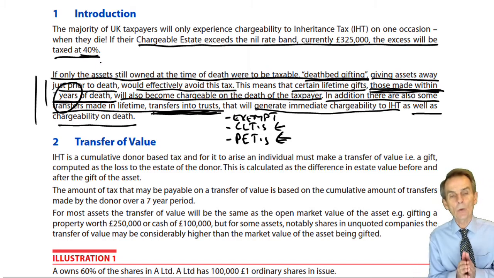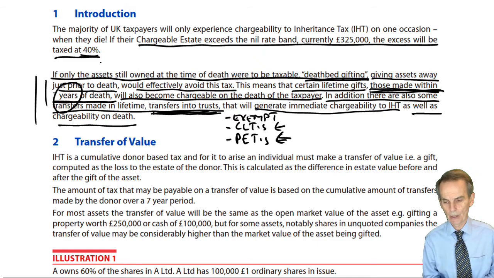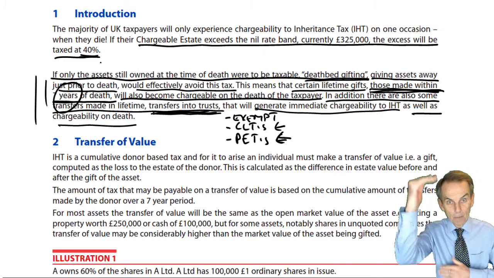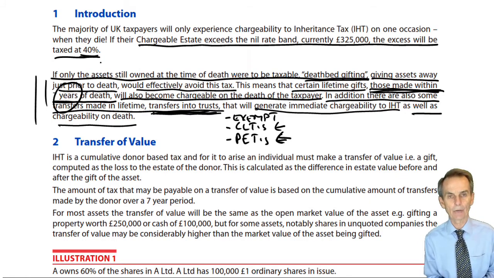Okay, so for most taxpayers, all they have is their estate at death. They've not had the capacity to make lifetime gifts. And therefore, if they died with a chargeable estate at death, that little balance sheet, assets less liabilities, chargeable estate at death, of £425,000, what do we do? £325,000 of nil rate band would firstly apply, leaving 425 minus 325, £100,000. The £100,000 would then be taxed at 40%. A £40,000 IHT liability would arise.